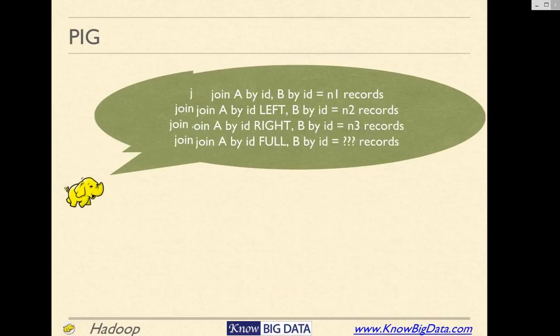Okay, so what will be the value of this? When we say join A and B by ID, we get N1 records. When we say left join, then we get N2 records. And when we say right join, we get N3 records. So what will be the answer for the last one, for the full join?